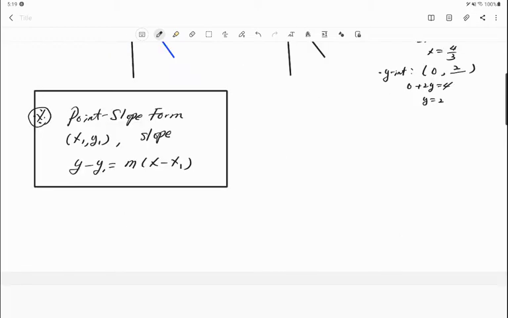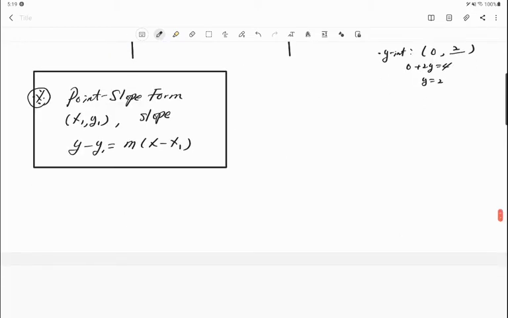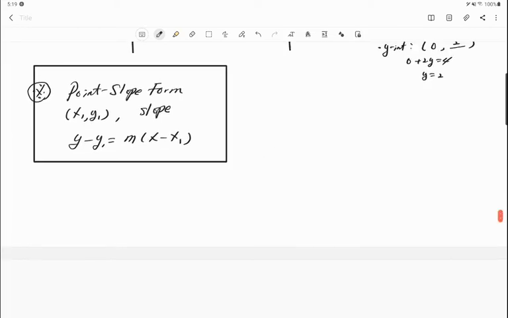Okay, then there's another form of a linear equation that is called point-slope form. Okay, point-slope form is this. Here is a line, and this line is passing through a point x1, y1, and the slope, let's say, is m. Okay, m is the slope.